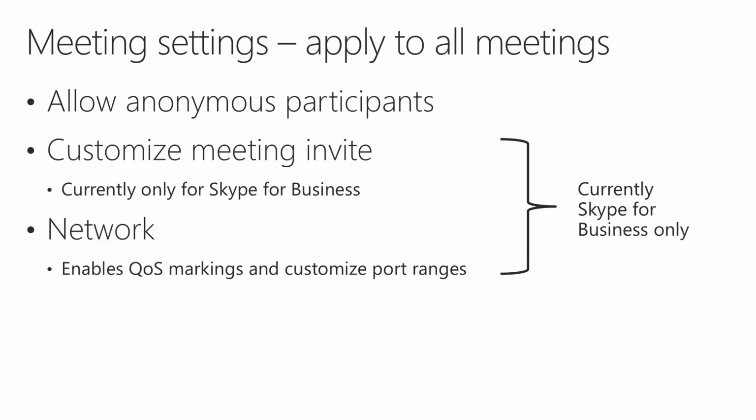You can configure the following meeting settings. Again, they are global and apply to all meetings. You can allow or block anonymous participants to meetings. You can customize the meeting invite, and you can specify some network-specific settings like QoS markings and customize port ranges. Please note that customizing meeting invites and the networking settings are currently for Skype for Business only.